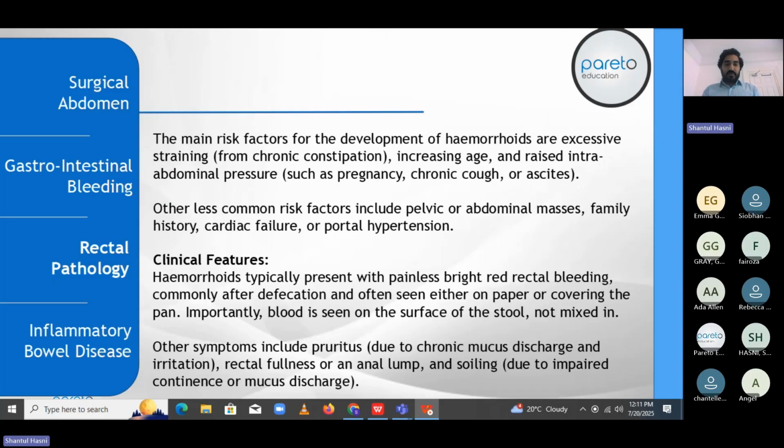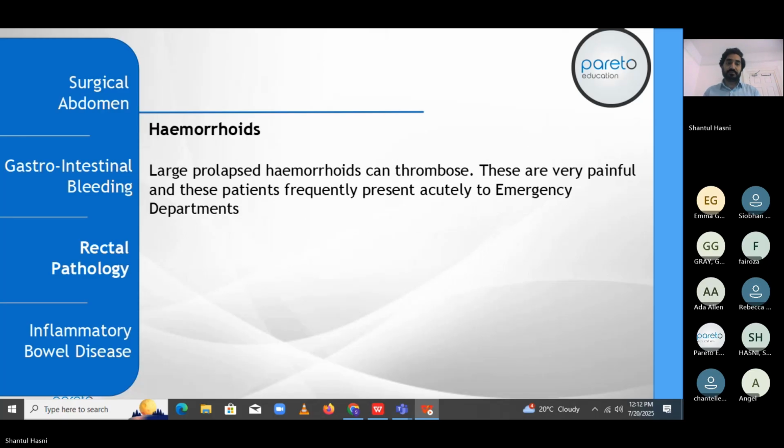And obviously it can cause impaired continence and mucus discharge because just like we talked about in the physiology, these are vascular cushions and they help with the continence. So what happens when you lose them? Obviously, if there is a pathology of them, you lose some part of the continence as well.